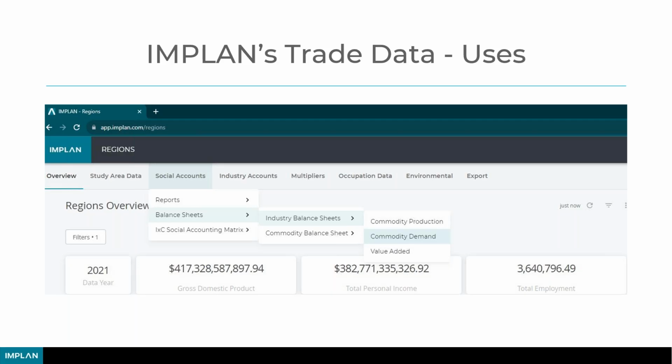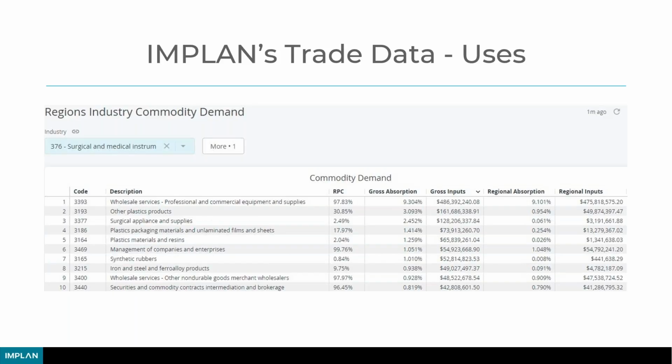So if you're on the cloud platform, we can go to the region details for a specific region. We can go to the social accounts, the industry balance sheet for commodity demand. And what this is going to give us is a set of regional purchase coefficients for commodity demand in a region for an industry. So here we're looking at surgical and medical instruments in Minnesota, and the first column is those regional purchase coefficients. I've sorted this by the cost of gross inputs.